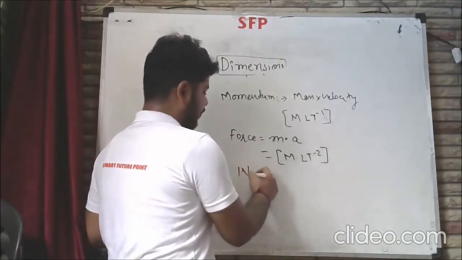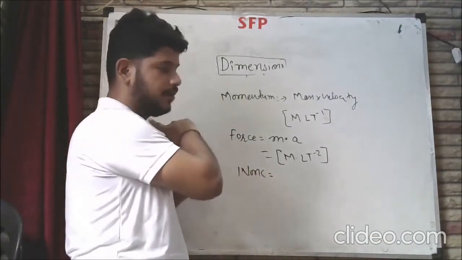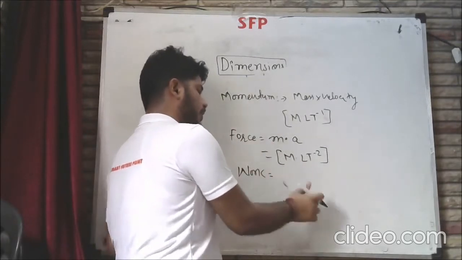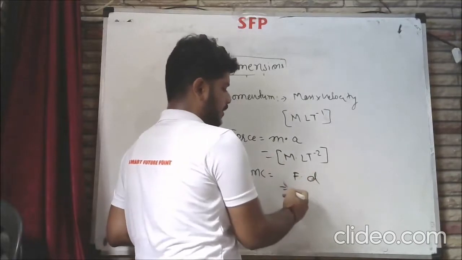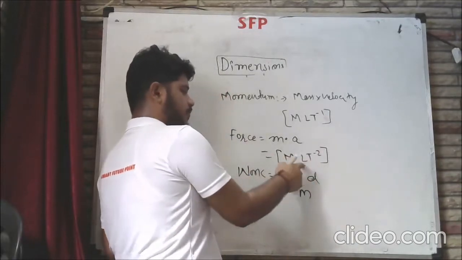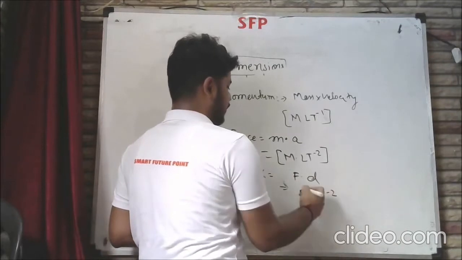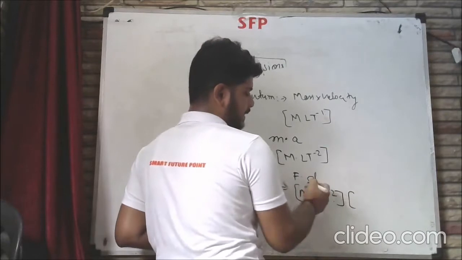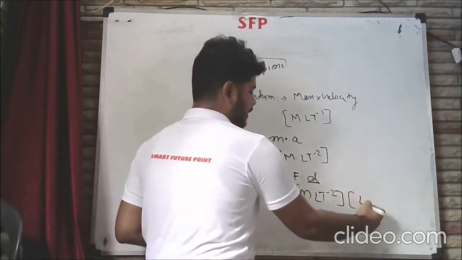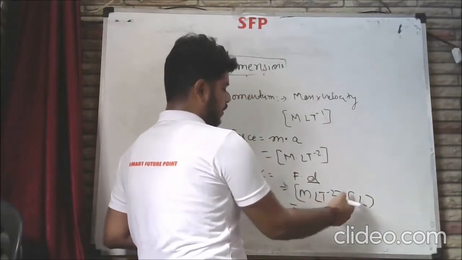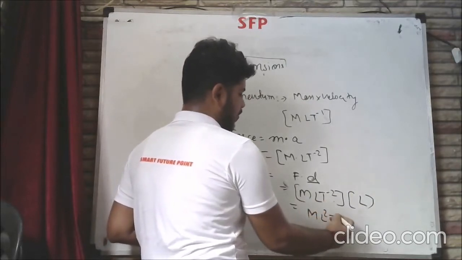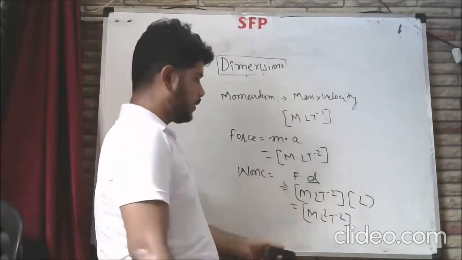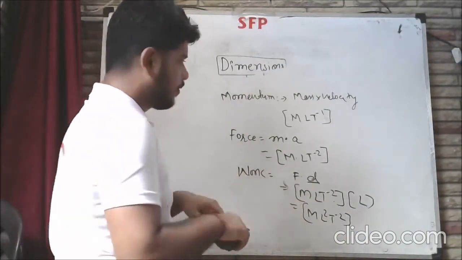Now work. We have also worked on it in the last video. Just recall this formula of work. It was nothing but force into displacement. We found the force here: MLT minus 2 multiplied with displacement. Displacement is dimensionally represented by L. Multiplying by L, it will give you ML square T minus 2. ML square T minus 2 is the dimension of work. Fine.